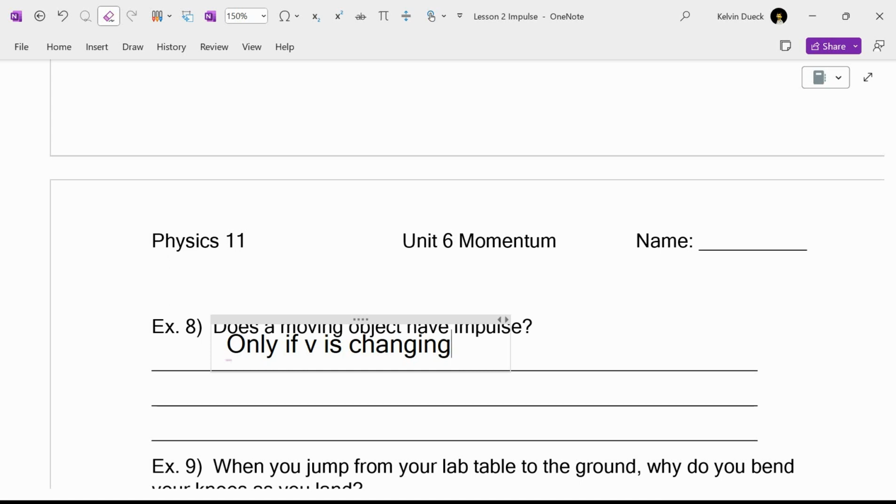If you're Star Trek fans, they talk about impulse engines. That's the correct usage. They're changing the momentum of the Starship Enterprise. Are they changing its mass? No, they're changing its velocity. The impulse engines make the Enterprise speed up or slow down.